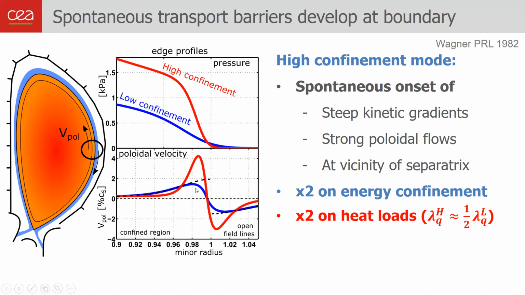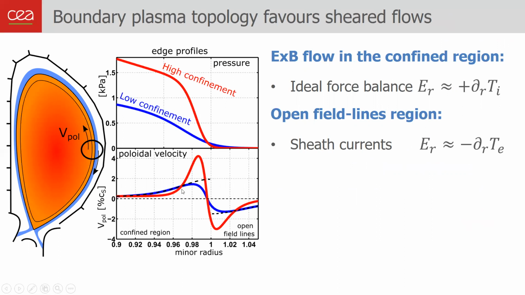And this is associated with a strong flow pattern appearing around the boundary. Why we have these flows at the boundary is, first of all, due to the topology of the magnetic configuration. In the confined plasma, if you apply ideal force balance, you find the radial electric field responsible for poloidal flows scales along the temperature gradient.